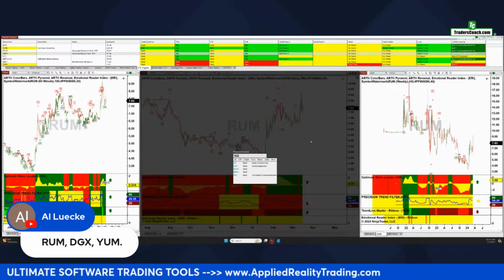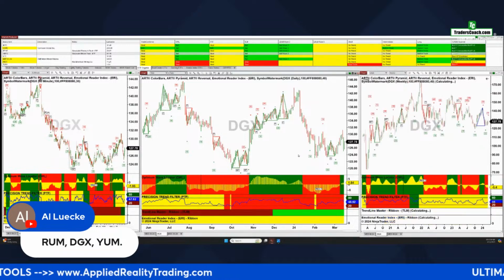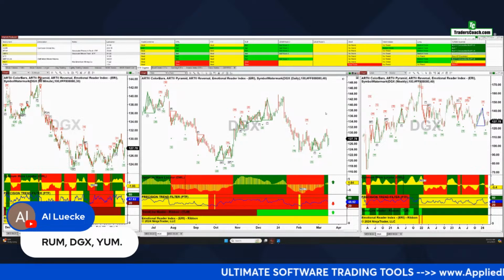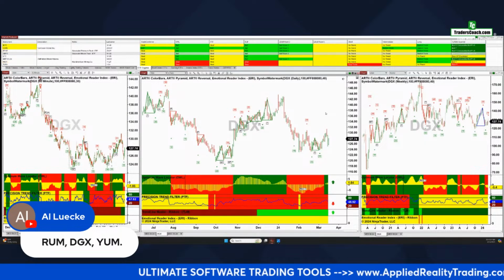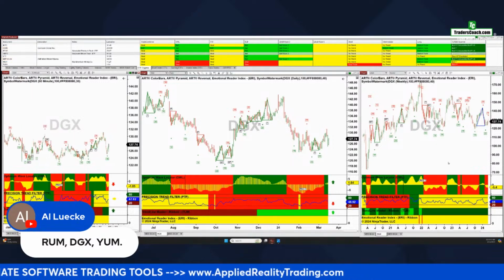All right, DGX. Let's take a look at that one. Now, if you're thinking about short trades, please tell me short. If you are in long trades, tell me you're in them. That way it kind of helps me analyze the market on what you should personally do.